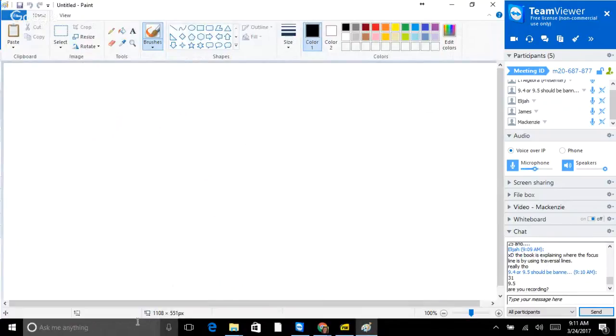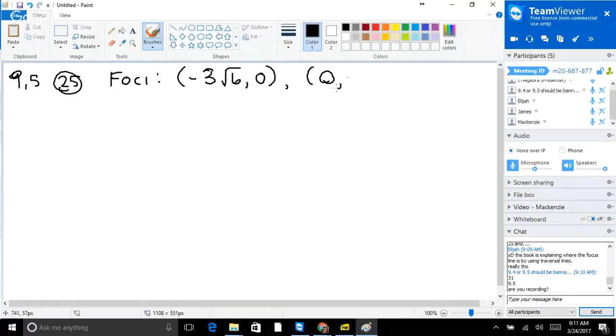Okay, so this is 9.5, number 25. And what they're doing is they're giving you some points and they want you to write an equation of a hyperbola given the foci and the vertices, right? So they actually tell you what the foci are at -3 square root of 6, 0. And the other foci is at 0. Nope, I wrote that wrong. Go back one. I'm like, that's not right. You can't have foci on two different axes. Okay, the other one is at 3 square root of 6, 0.